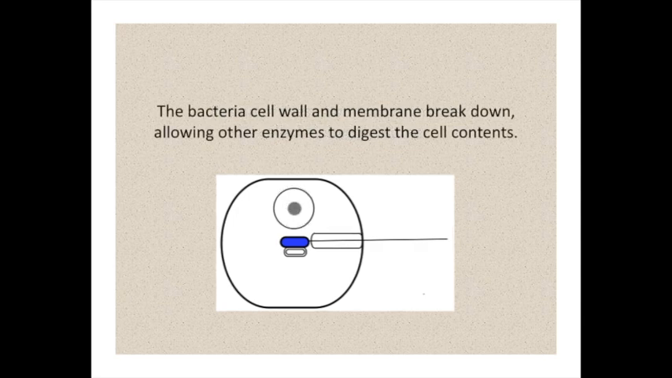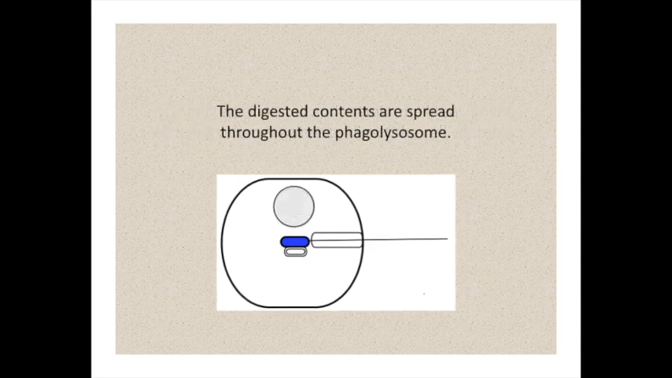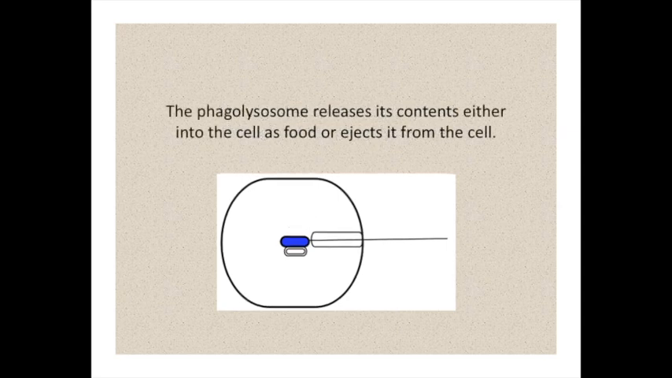The bacterial cell wall and membrane break down, allowing other enzymes to digest the cell contents. The digested contents are spread throughout the phagolysosome. The phagolysosome releases its contents either into the cell as food or ejects it from the cell.